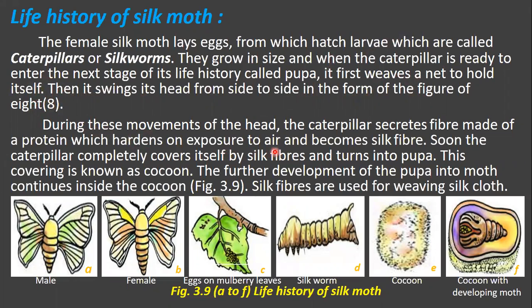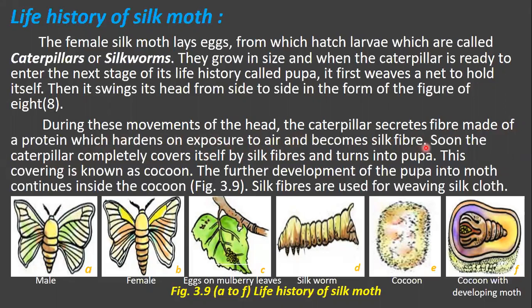And during these movements of the head, the caterpillar secretes fiber made of a protein which hardens on exposure to air and becomes silk fiber. See children, when it is exposed to air, it becomes hard and becomes a silk fiber.